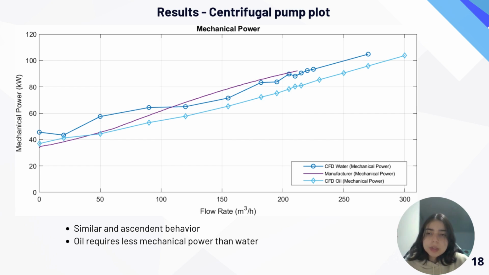For the mechanical power graph, we can see that the overall behavior is pretty similar. However, we would expect that the oil will require a higher mechanical power due to its viscosity, but it doesn't happen. Geometry design and impeller slippage could explain these results.